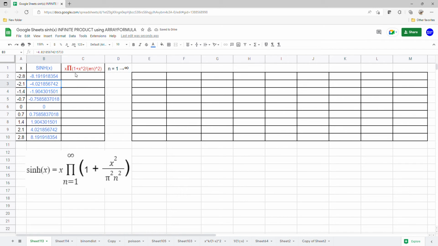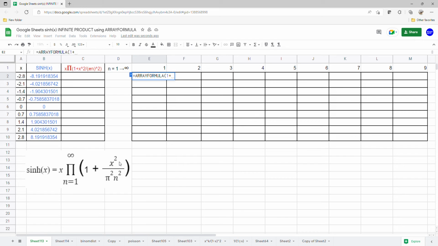And the infinite product series of the hyperbolic sine, which is equal to x times infinite product of 1 plus x squared over pi squared n squared, where the value n is from 0 to infinity. So we can start from 1 to infinity. We can start with 1 up to 9. 9 is good enough.